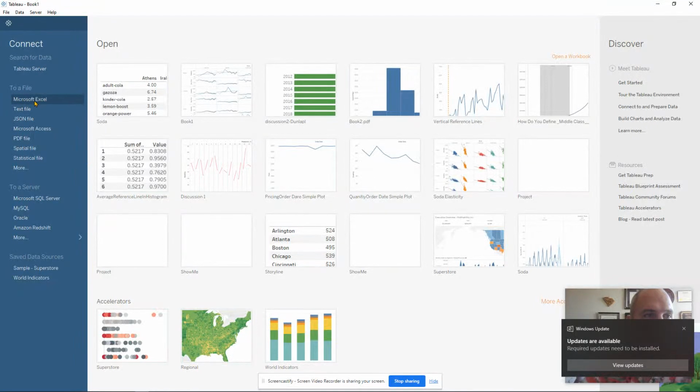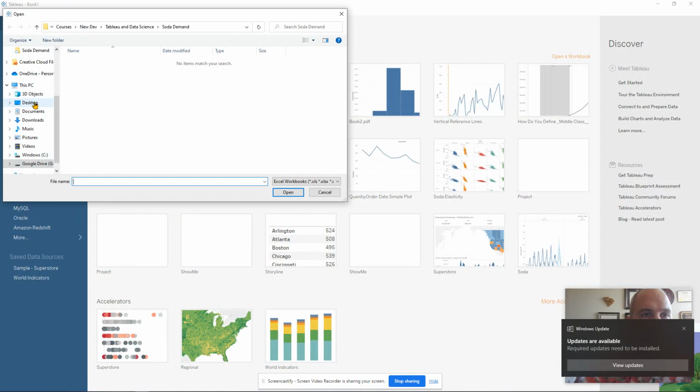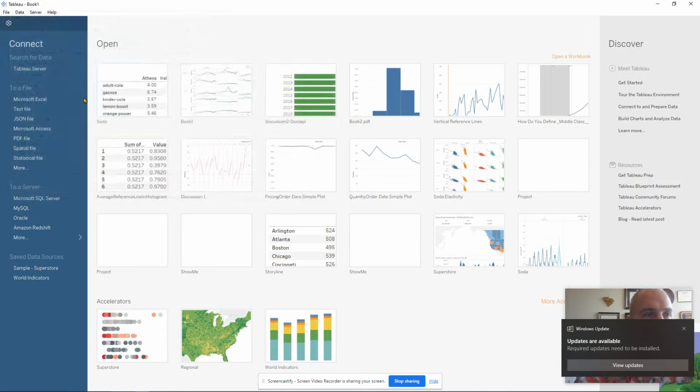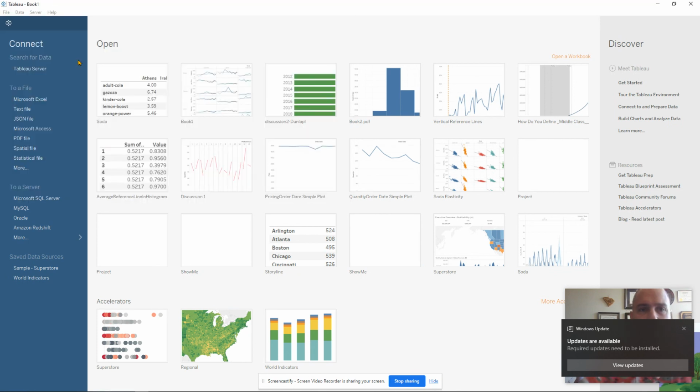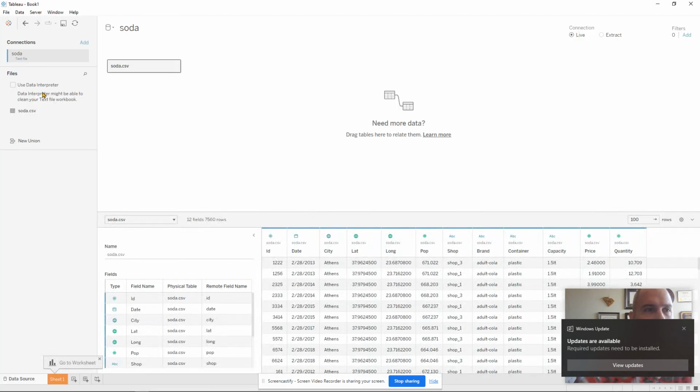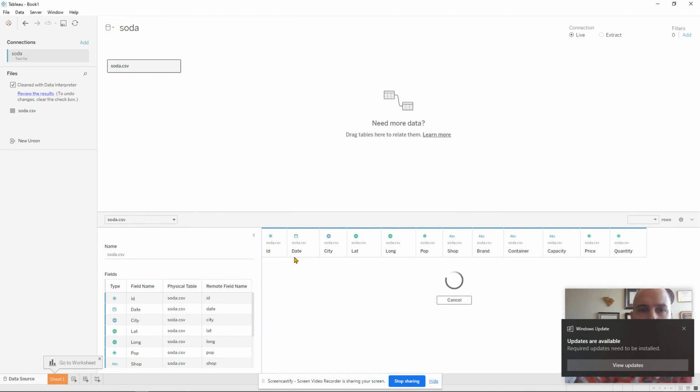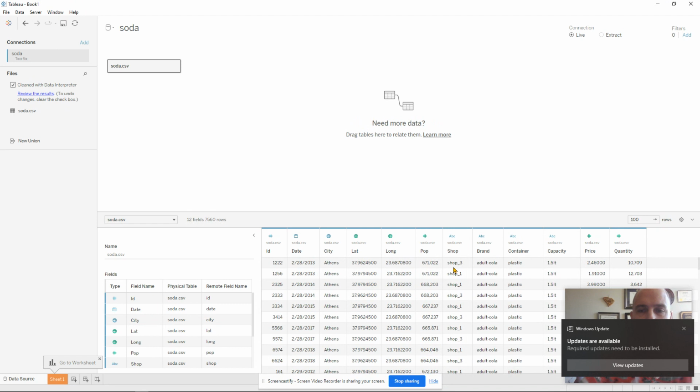Okay, so I just want to do a very quick walkthrough to try to clear up some ideas about the project and specifically just how to look at the analysis of this project. So first, let's just go open up Soda Demand and run the data interpreter. And again, we should note we've got soda sales. So we have different brands, different containers. Okay, so adult cola comes in plastic, comes in other containers.